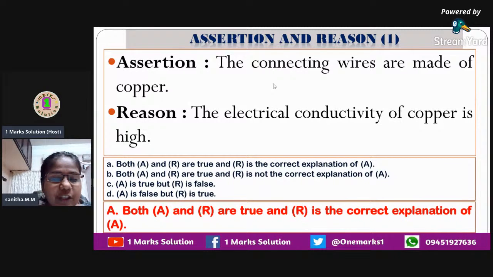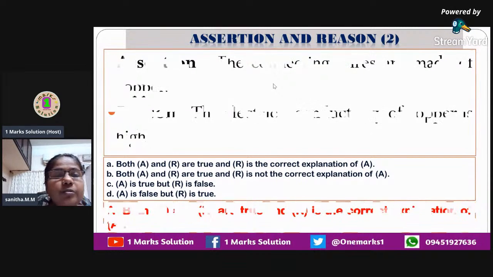Right? What is conductivity? You know that, right? Conduction takes place if free electrons are more. So copper is the best conductor, we can say. Why? Because so many free electrons are there for conducting. So here the option is A. Now let us move on to the next question.